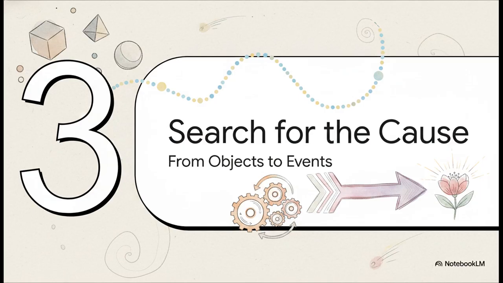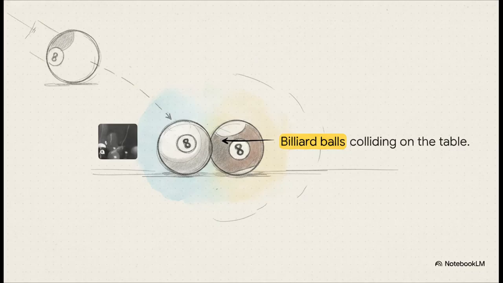All right, on to section 3, the search for the cause. From objects to events. Now, we're going to pivot our investigation a bit, away from objects and focus instead on how events interact. If things change, what actually drives that change?